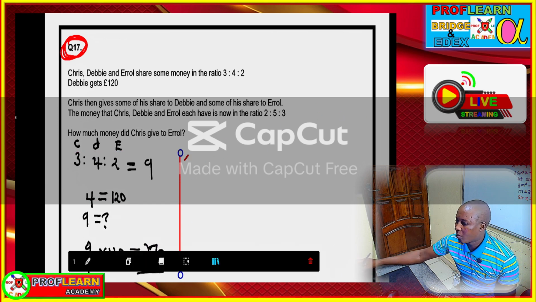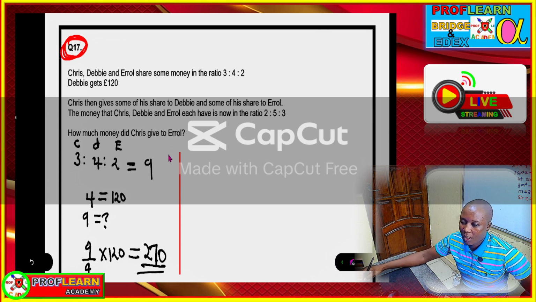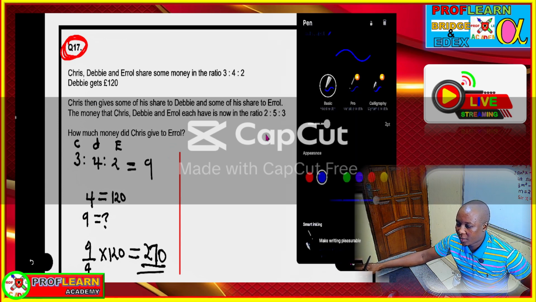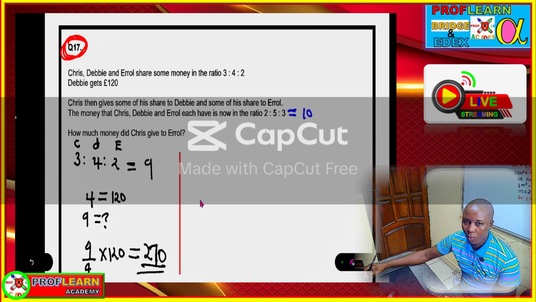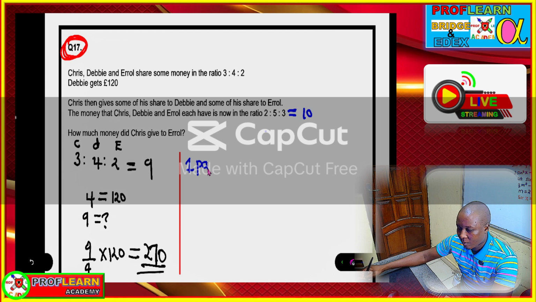So we need also to know the part they have, because Chris gives some money. Chris gave his shares to Debbie and some of his share to Errol. So here the total ratio basically is going to be 10. We want to know which part, one part represents what. One part is going to be equivalent to, because the money they are going to share is basically 270 divided by 10. So each part is going to be 27.